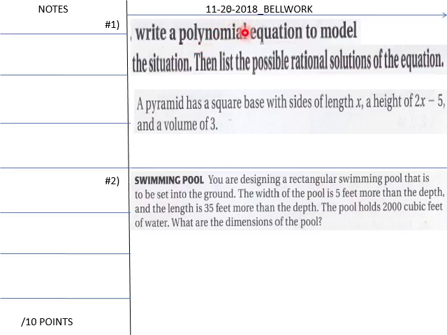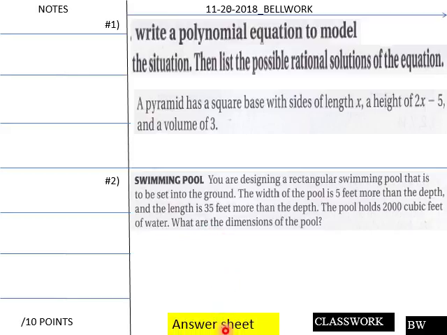Okay, teachers, here's your bell work. Give your students 5 minutes to complete this, and they should attach an answer sheet because there's no way there's going to be enough room for this. So students, attach an answer sheet to this warm-up problem. A pyramid has square base side lengths x and a height of 2x minus 5 and a volume of 3. Write a polynomial equation to model the situation.